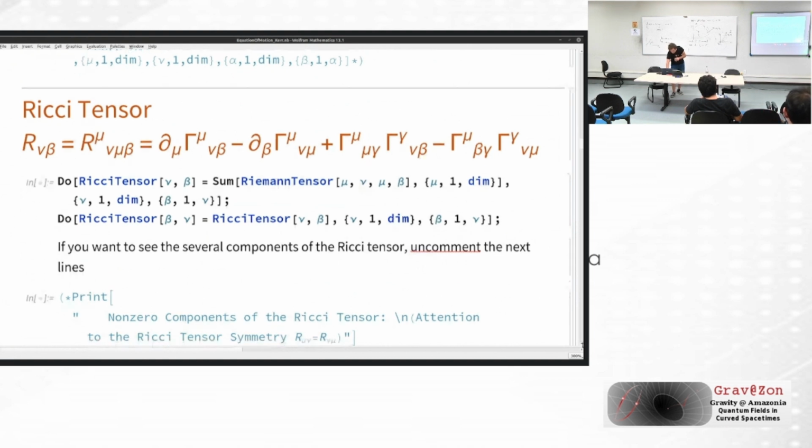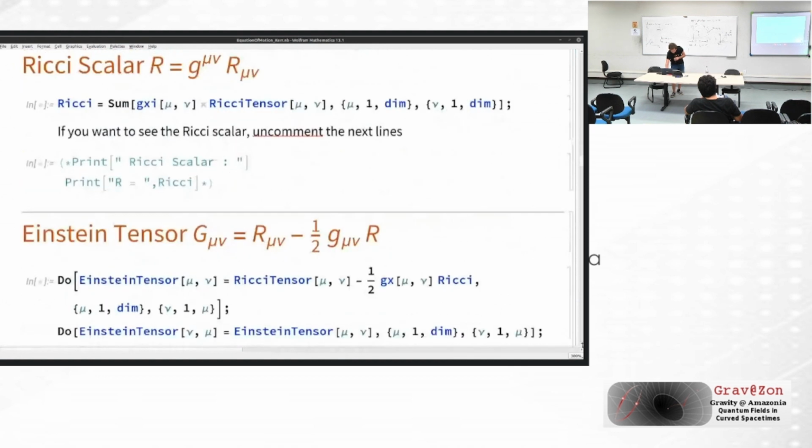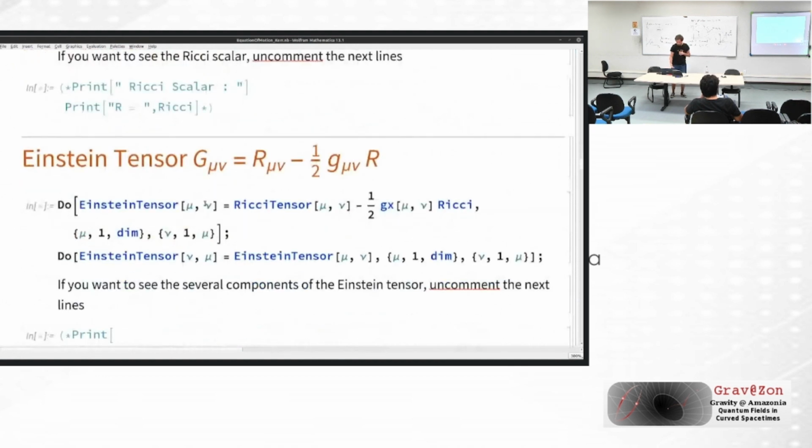Here, again, the same for the Ricci tensor, the Ricci scalar, and finally, I have the Einstein tensor. In this case, for the Kerr case, this will be the equation of motion, since we then say that this quantity here will be equal to 0.